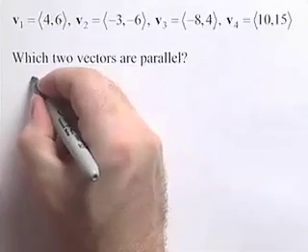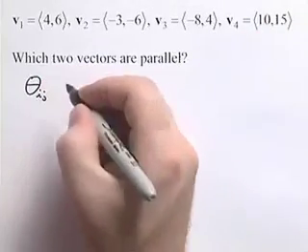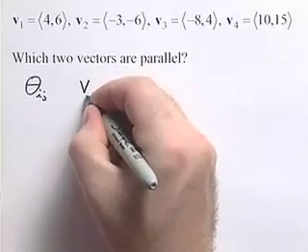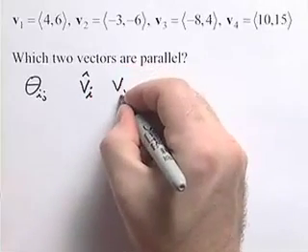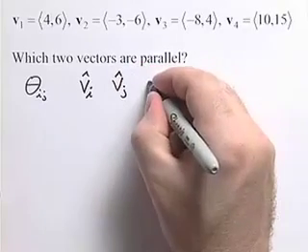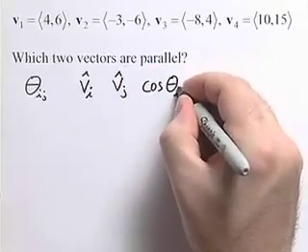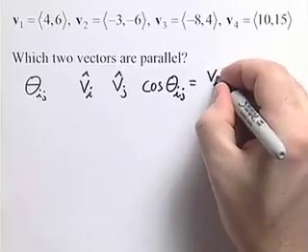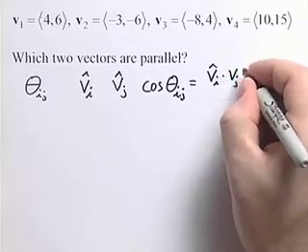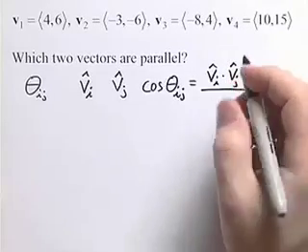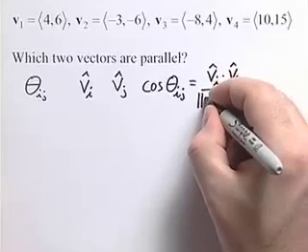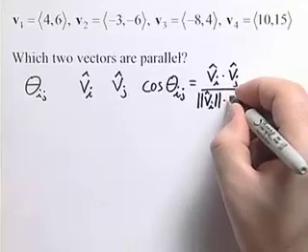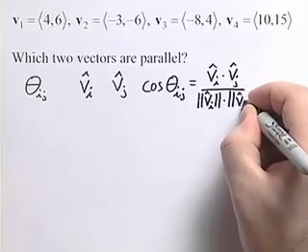Here we're given a set of vectors, and we're asked to determine which two of the vectors are parallel. We need to recall that if we have an angle theta sub ij, the angle between vectors v sub i and v sub j, then the cosine of theta ij is equal to the dot product of vector i and vector j, divided by the magnitude of vector i times the magnitude of vector j.